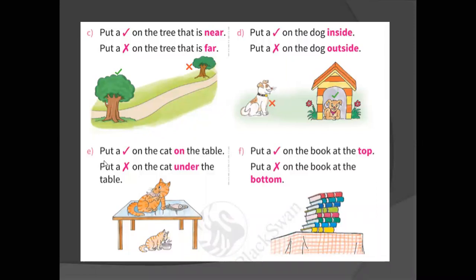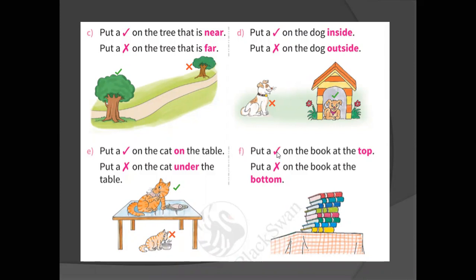Okay, next. Put a tick on the cat on the table. Put a wrong on the cat under the table. The cat which is eating fish is on the table. The cat which is drinking milk is under the table. Now we will put a tick on the cat which is on the table. Then again we will put a wrong on the cat which is under the table.